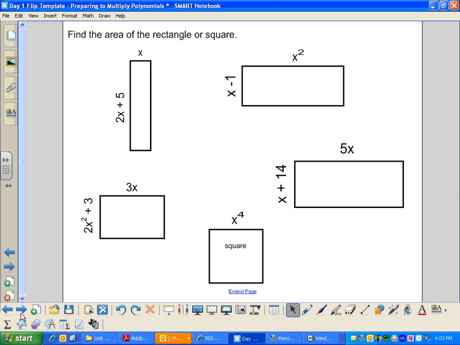Now we're going to find the area of the rectangle or the square. We know that to find the area of a rectangle or a square, it's really just length times width. So let's see what that would look like. For this rectangle right here, I'm going to write my monomial first. Length times width is x times 2x plus 5. So I'm going to distribute that x, and I'll end up with 2x squared plus 5x.